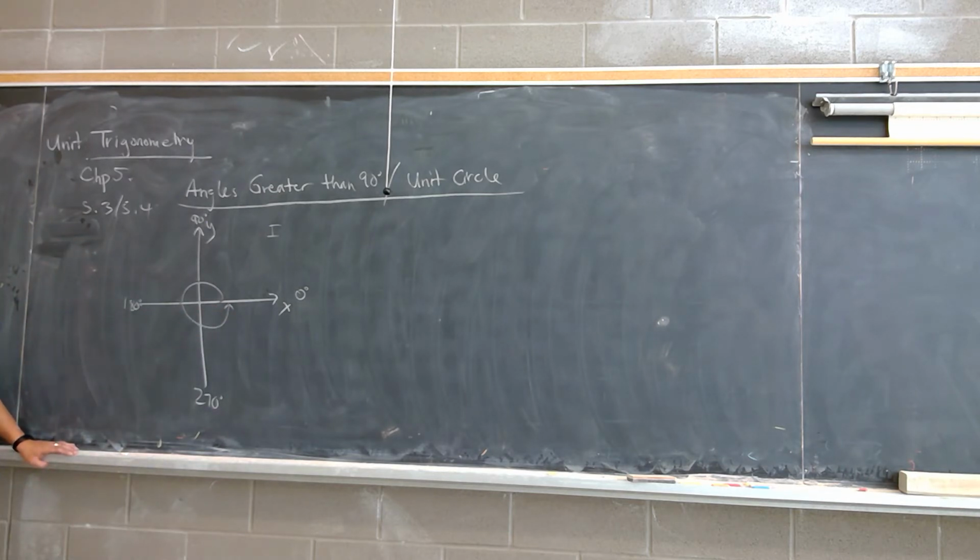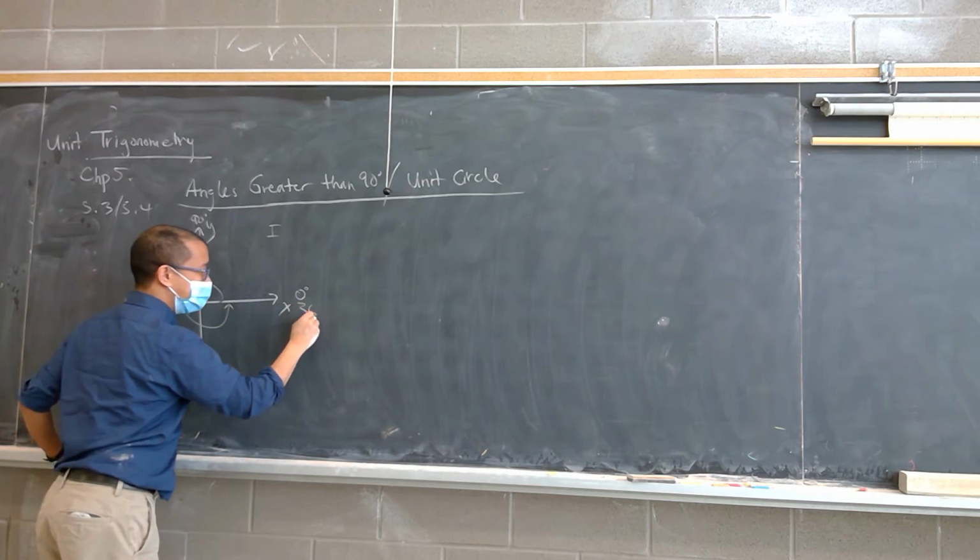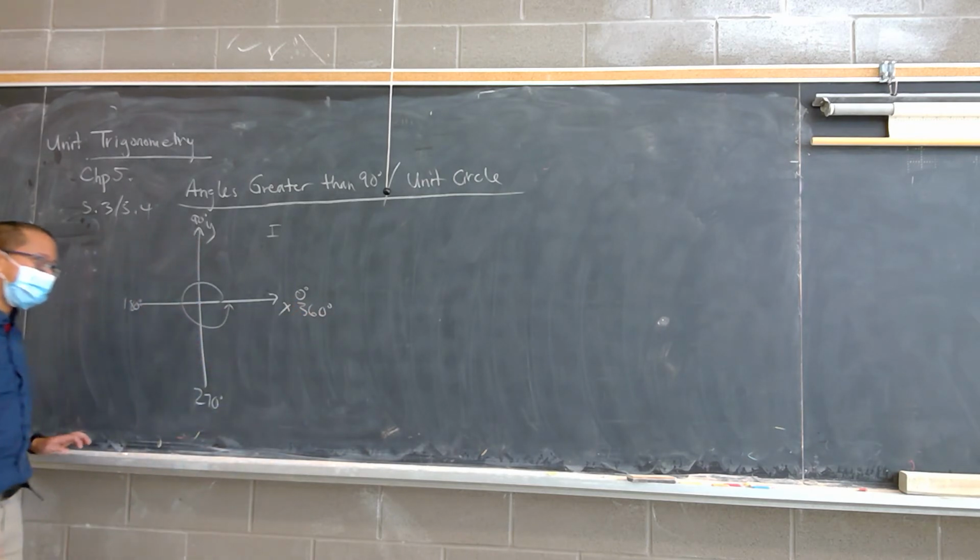We go a complete full circle. And what angle is that? Kai again. 360 degrees. This is called the unit circle. So let me show you a typical question.